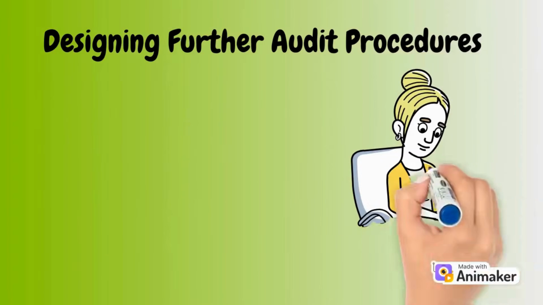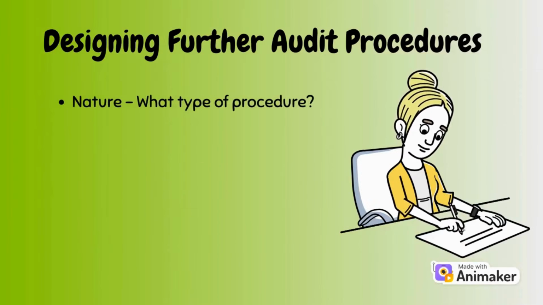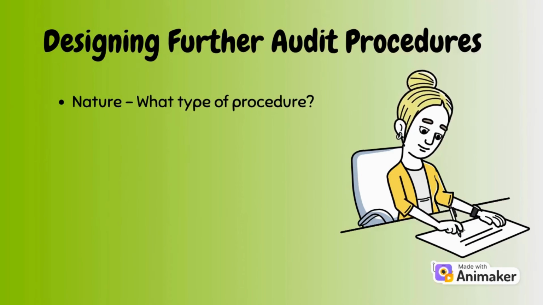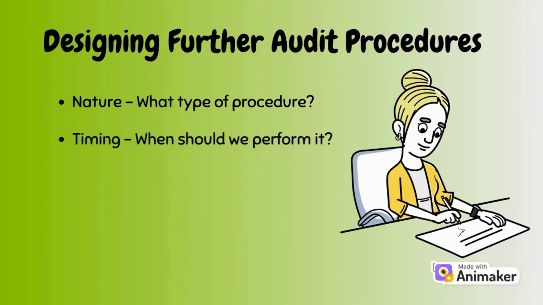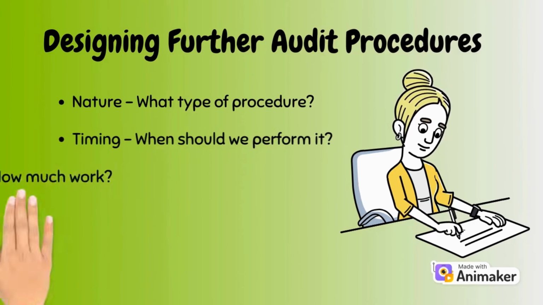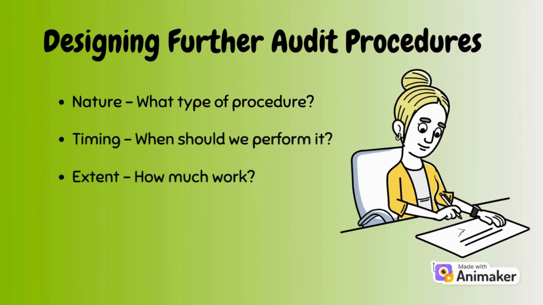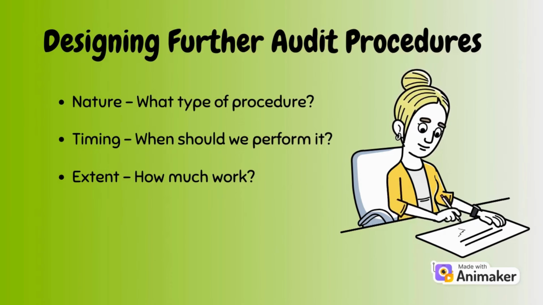When you are designing further audit procedures, we look at nature. This refers to what type of procedure: tests of controls, substantive procedures, or both. Timing. Here we consider when should we perform it: interim, year-end, unpredictable moments. Extent. This entails how much work, sample size, number of locations, depth of testing. Just like in construction, do we check the foundation only once, or do we keep testing as more floors go up?